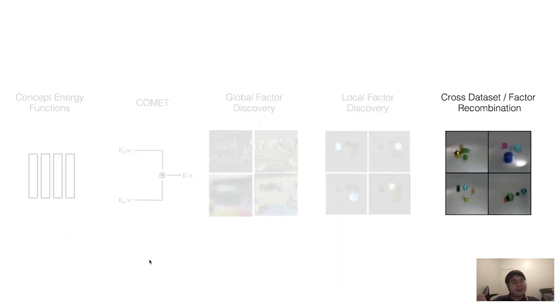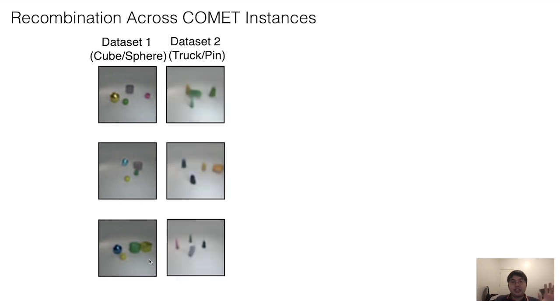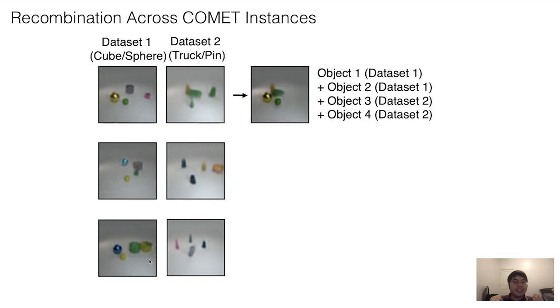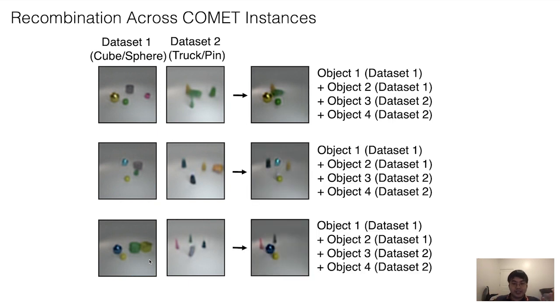Finally, let's consider recombining these energy functions across both global and local factors, as well as across different data sets. Consider a first data set consisting of a set of cubes and spheres. Now consider a second data set which has a bunch of trucks and pens. What we can do is take 2 energy functions learned on the first data set using one instance of COMET, and 2 other energy functions learned on a second data set with a different instance of COMET, and recombine them together. We find that we're able to generate a scene with both pens and cubes as well as trucks. Similarly, here we can do the same thing as well as this.